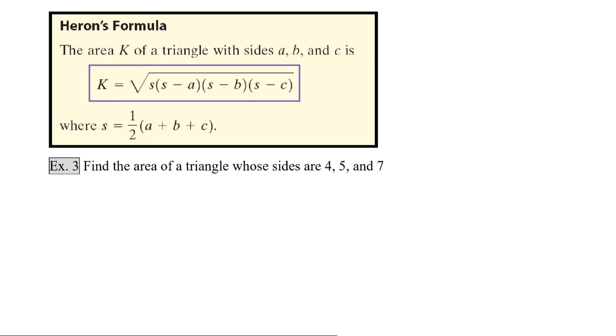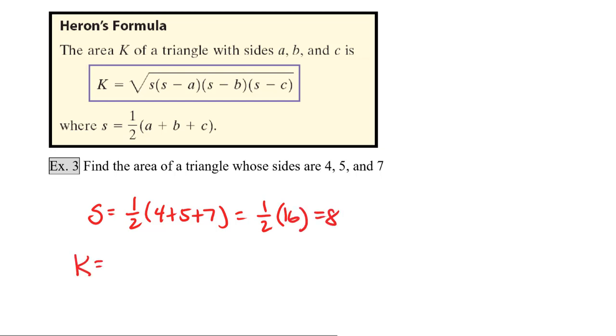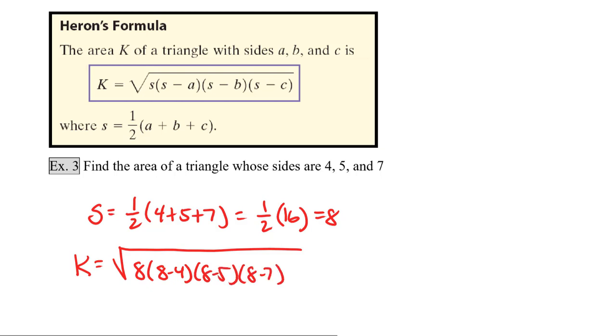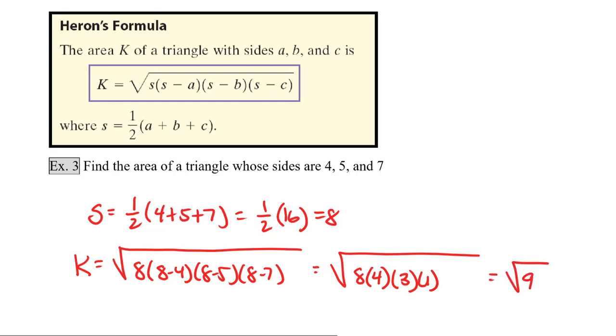So example 3, we're going to find the area of a triangle whose sides are 4, 5, and 7. So we'll start by finding the semi-perimeter, which is 1/2 times 4 plus 5 plus 7, which is equal to 1/2 times 16, which is equal to 8. So now when I find the area, it's going to be the square root of 8 times 8 minus 4 times 8 minus 5 times 8 minus 7, which is the square root of 8 times 4 times 3 times 1, which is equal to the square root of 96.